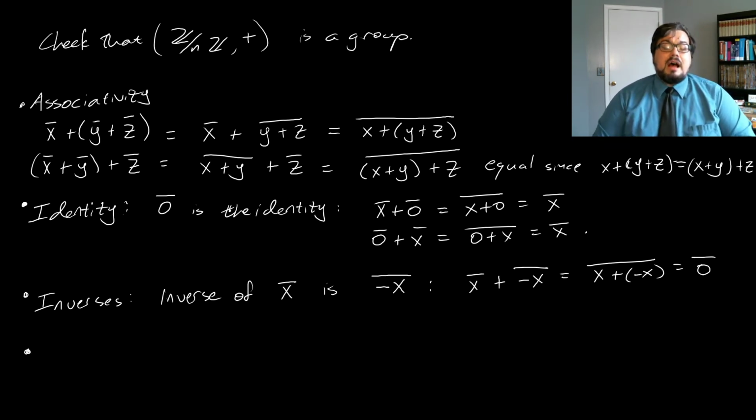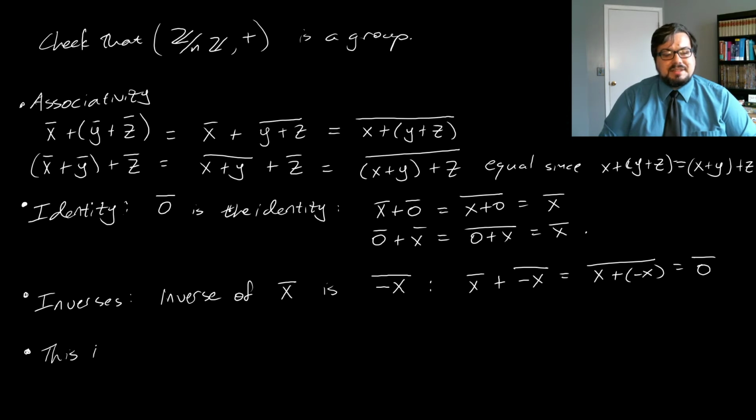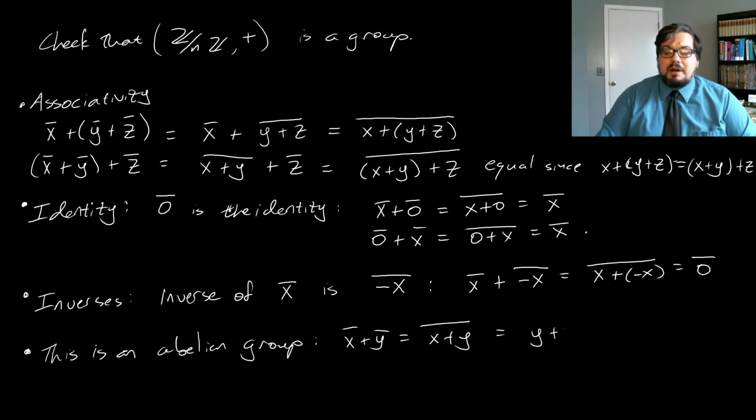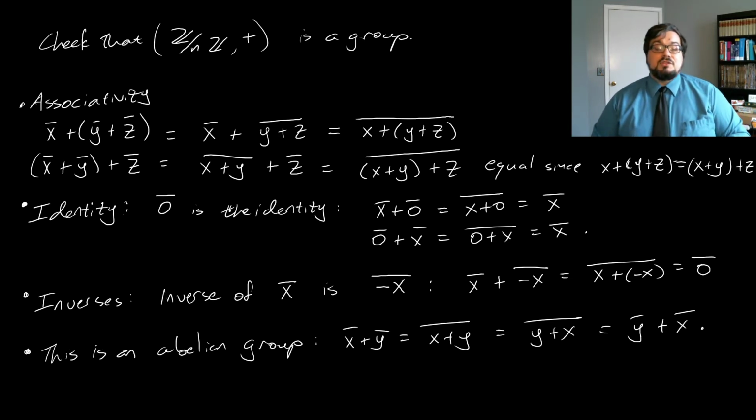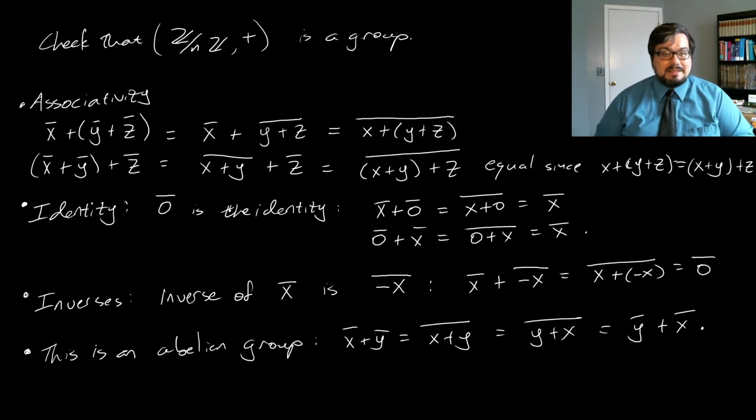And finally, this shows that we, in fact, have a group, but we also show that this is an abelian group, because if I take x bar plus y bar, that's the same as x plus y bar, but because addition is commutative down in Z, x plus y bar is equal to y plus x bar, which is y bar plus x bar. So in fact, addition in this group is commutative. We have an abelian group.